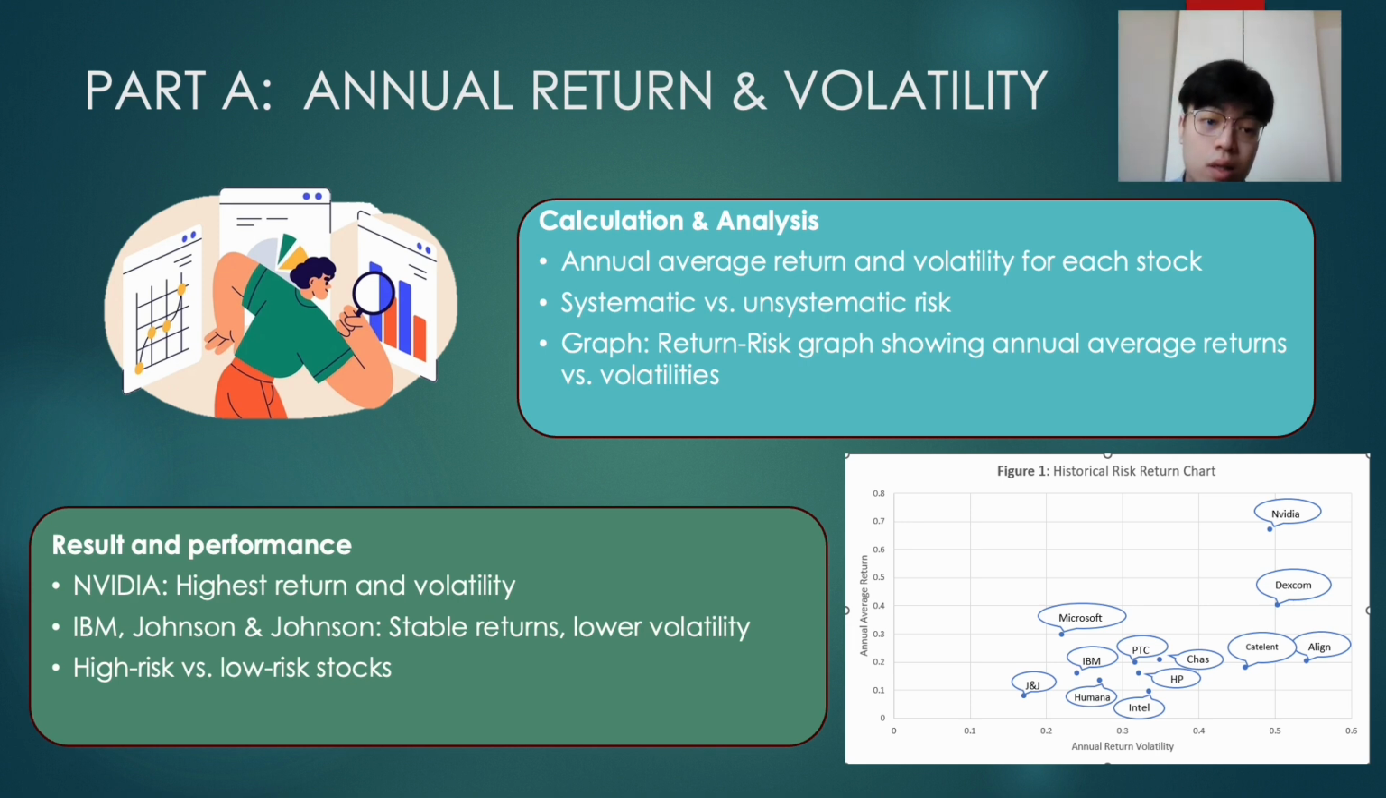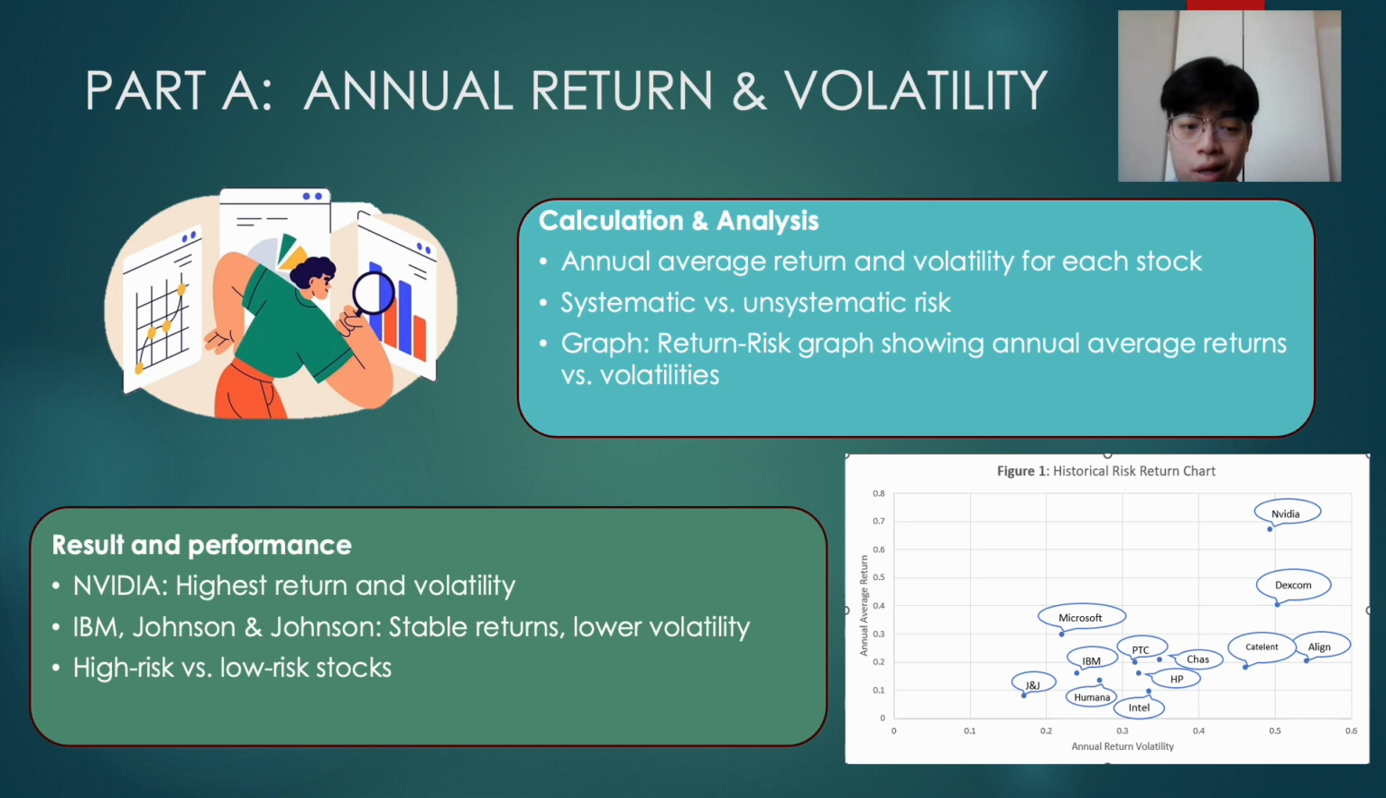Next, we calculate the annual return volatility, which tells us how much the stock returns vary from the average. Higher volatility means higher risk because the returns are more spread out. We also split the risk into two parts: the systematic risk, which is the risk associated with the overall market, and the unsystematic risk, which is unique to each company. This helps us understand whether the stock risk is due to market conditions or company-specific issues.